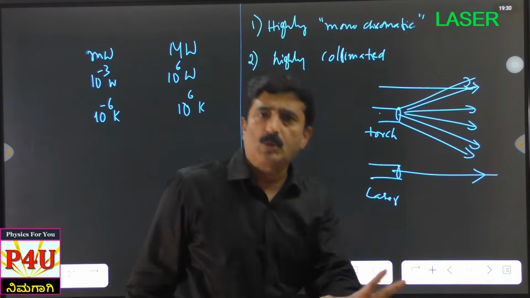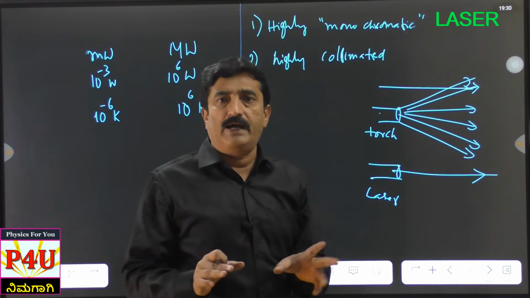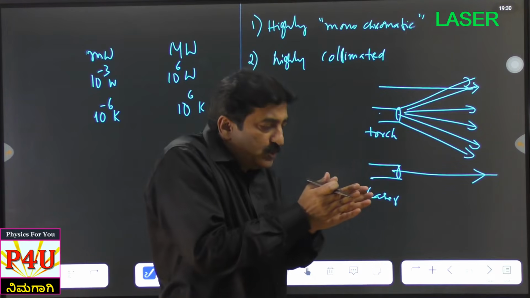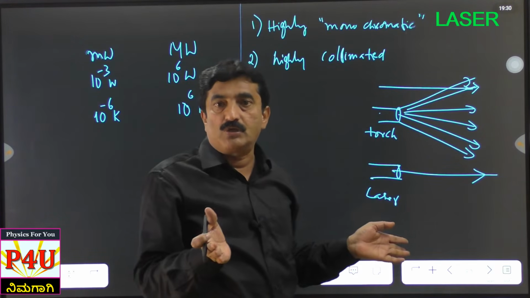Some lasers are so collimated, so powerful that even after traveling several thousands of kilometers, you won't see even 0.1% deviation also.